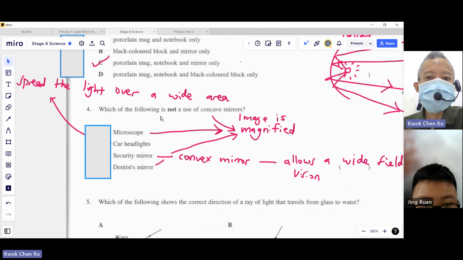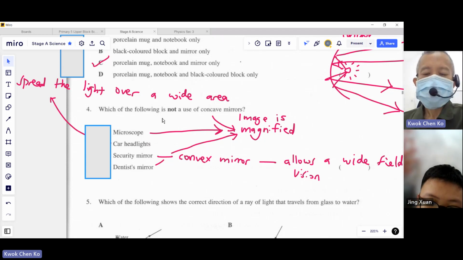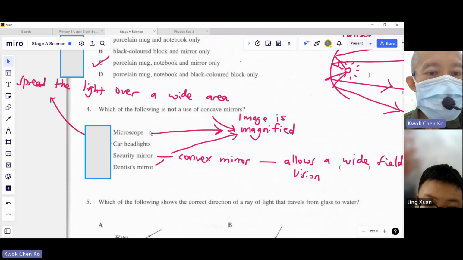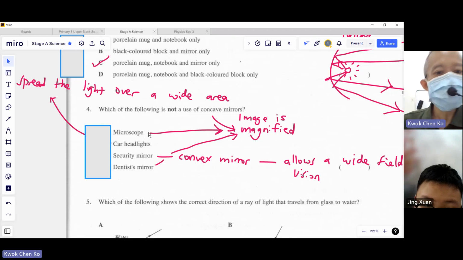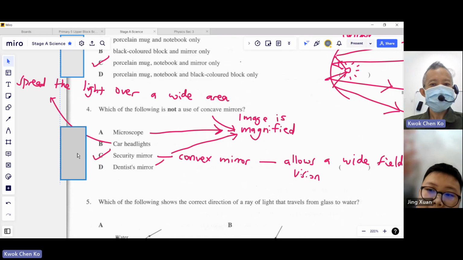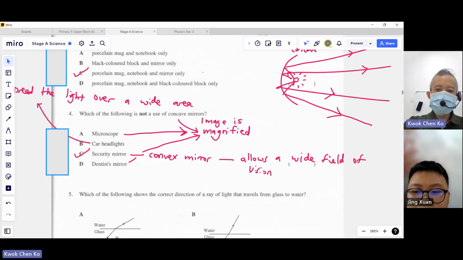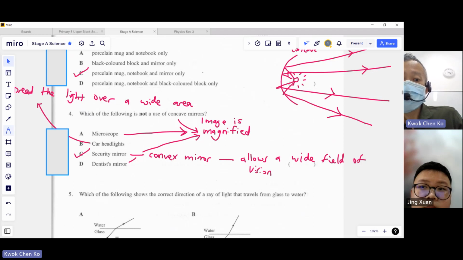Right, which one is not a use of concave mirrors? Well, I did talk a bit about concave. Okay, just a couple of things. I think I've written a few notes there. Correct. For a security mirror, it is convex. Okay, why?